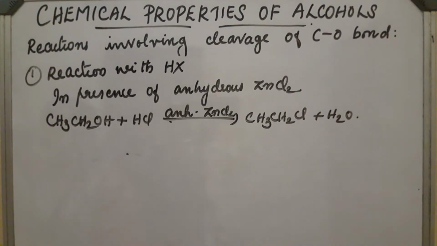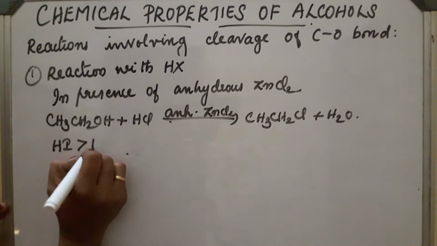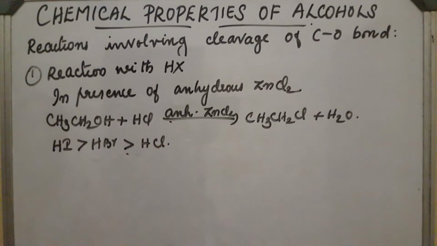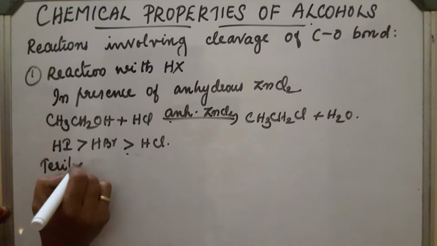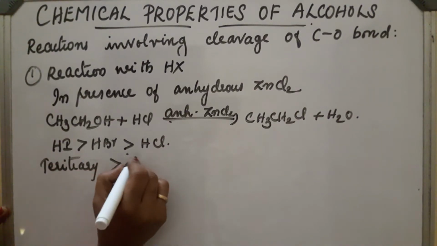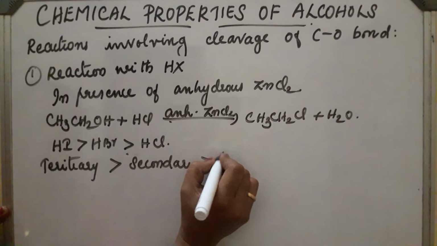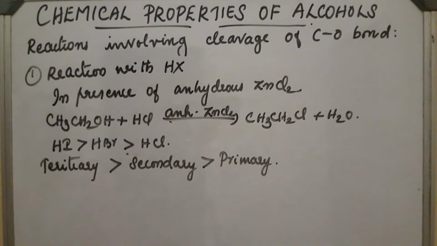The reactivity order of hydrogen halides is HI is more reactive than HBr, which is more reactive than HCl. The reactivity order of alcohols is tertiary is more reactive than secondary, which is more reactive than primary. The reagent used here is called Lucas reagent.